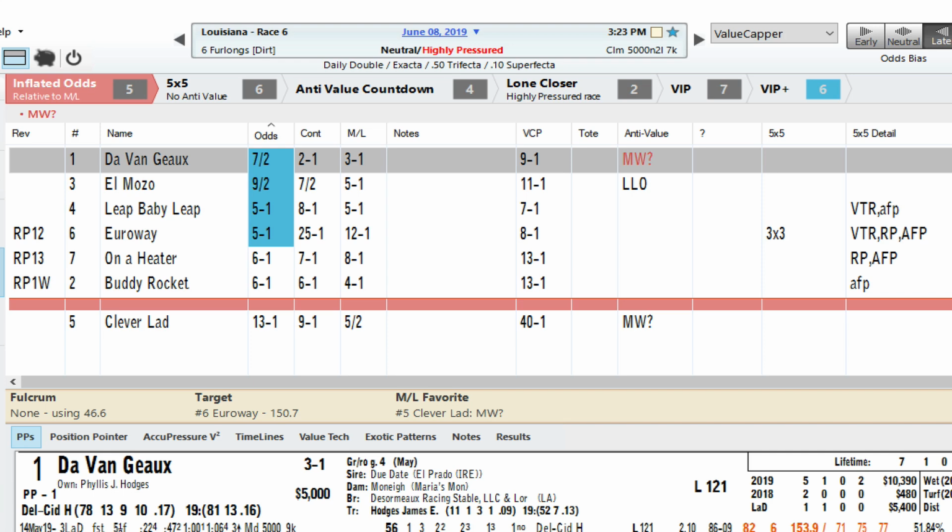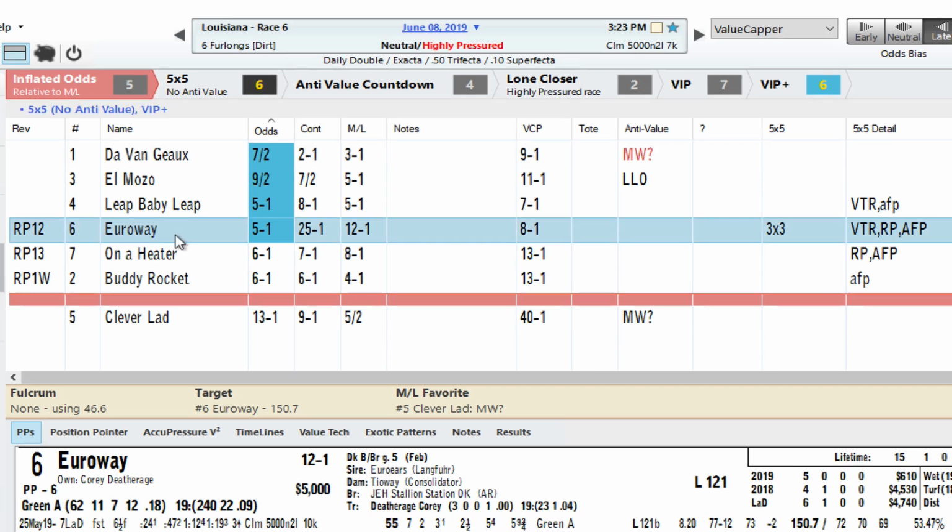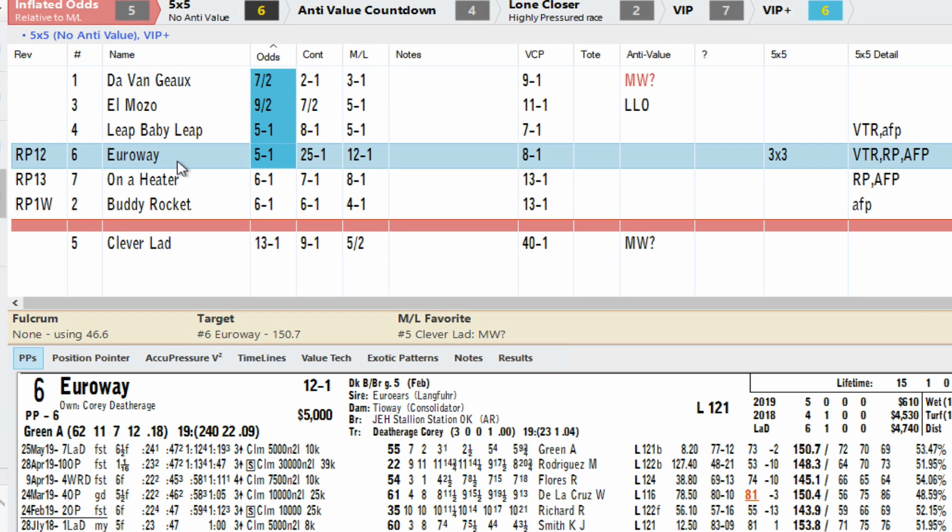Yes, I'm a racing fan. I live and breathe this stuff. However, my objective of the game is not to be a fan or to show how much I can pick horses and all that. I'm looking for value. And this little gelding Euroway doesn't look very good, but the numbers tell me otherwise.